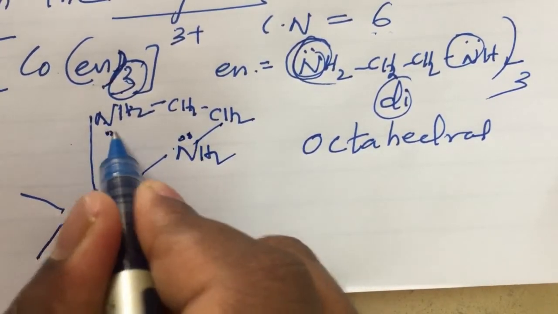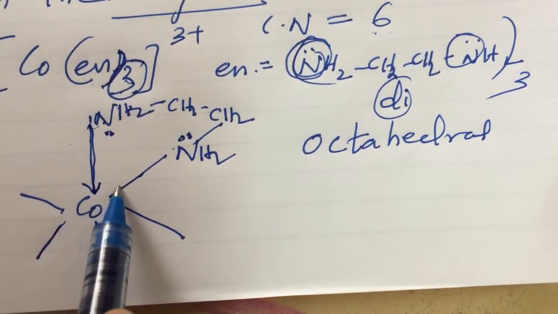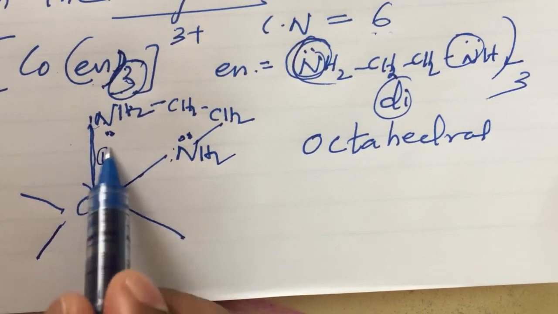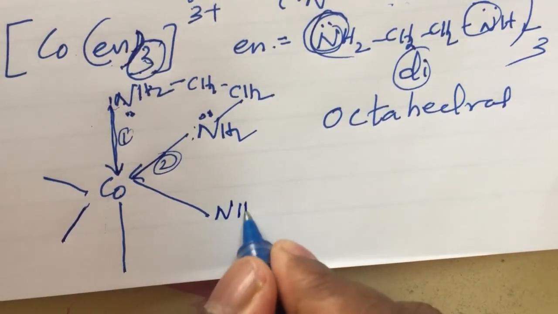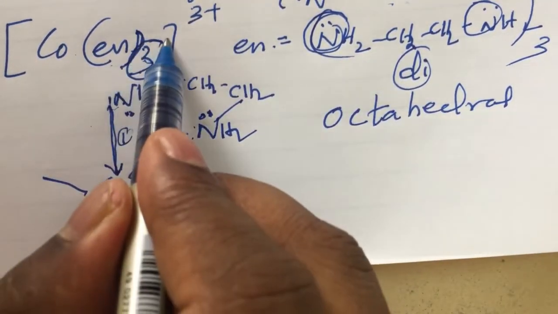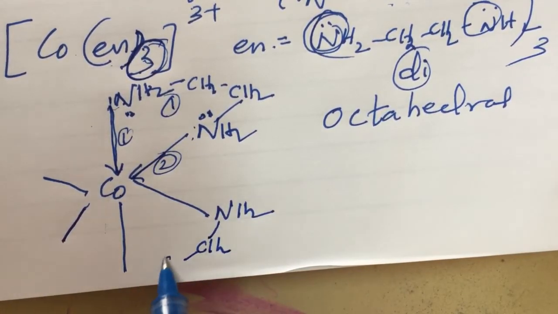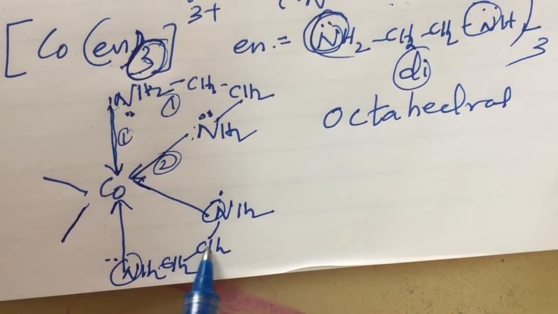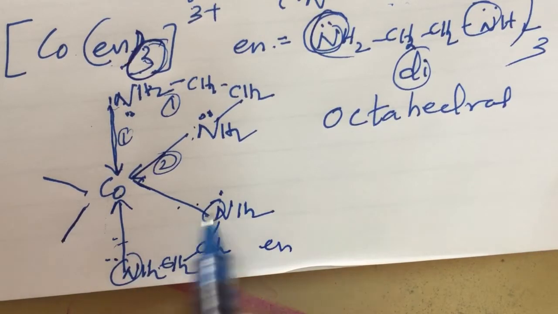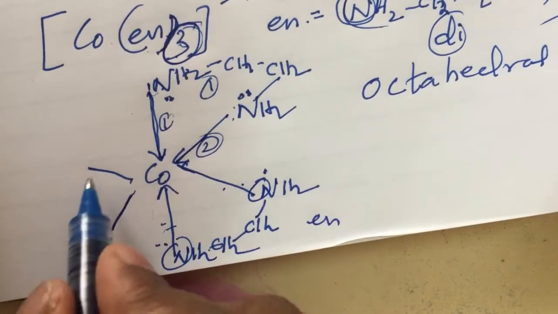Listen, so this is 1 en. 1 en makes how many coordinate bonds with the metal? 1, 2. And second, we can write NH2, second en, because it is already mentioned 3 en. So 1 is over. Now second en, NH2 CH2 CH2 NH2. So second en makes 2 coordinate bonds.